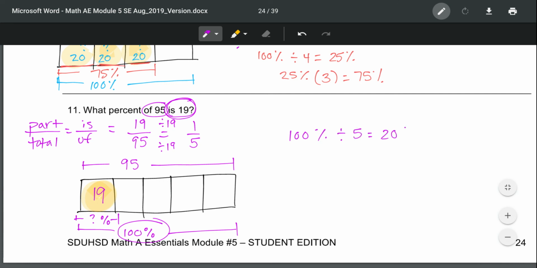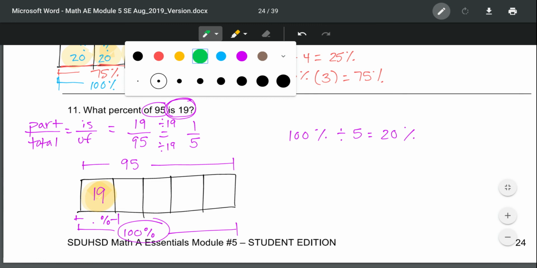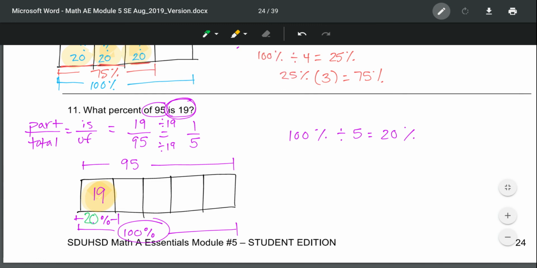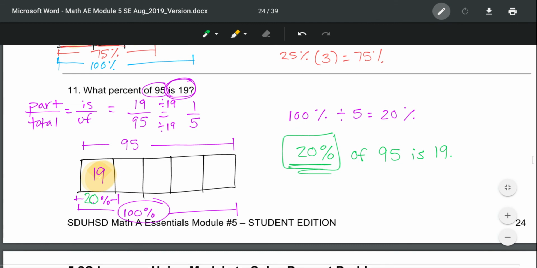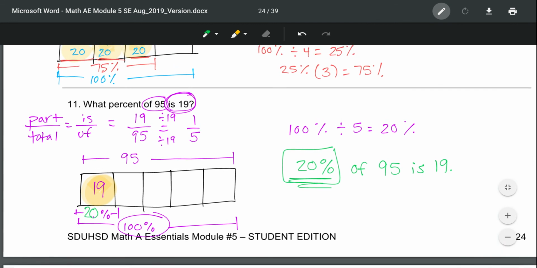So that's 20%. So the percentage value of each of these parts is 20%. Okay, so that 1/5 would be 20% of the total. So 20% of 95 is 19. Okay, so you were looking for the percentage, which is 20%. So this concludes part 2 of lesson 5.2b.